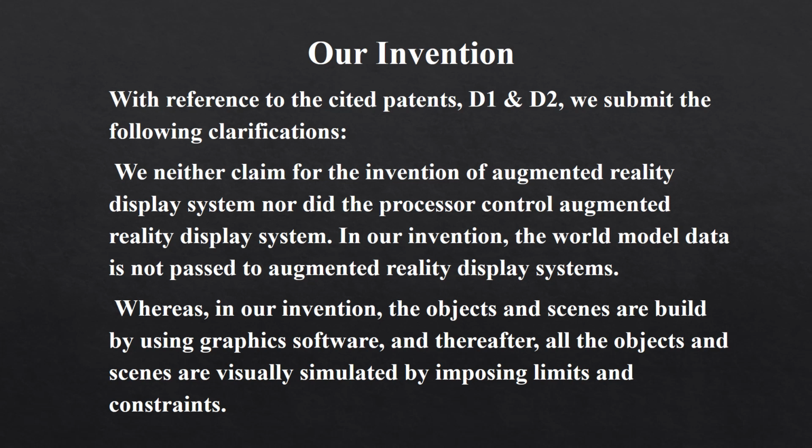So now in our invention, with reference to the cited patents, that is D1 and D2, we submit the following clarification. We neither claim the invention of an augmented reality display system, nor does the processor control an augmented reality display system. In our invention, the world model data is not passed to the augmented reality display system. Whereas in our invention, the objects and scenes are built by using graphic software, and thereafter all the objects and scenes are visually simulated by imposing limits and constraints. So this, you can say, is the inventive step.